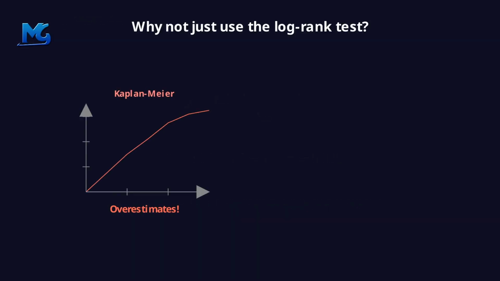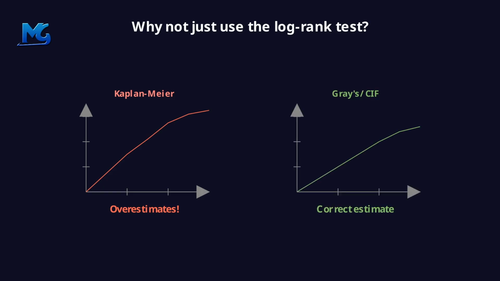Why not just use the log-rank test? The Kaplan-Meier approach overestimates the incidence. It pretends competing deaths never happened. Gray's test uses the cumulative incidence function. It gives the correct probability of relapse, accounting for deaths that happened along the way.